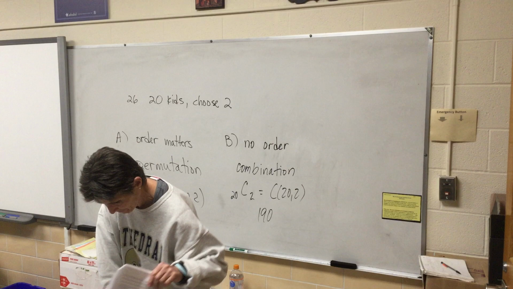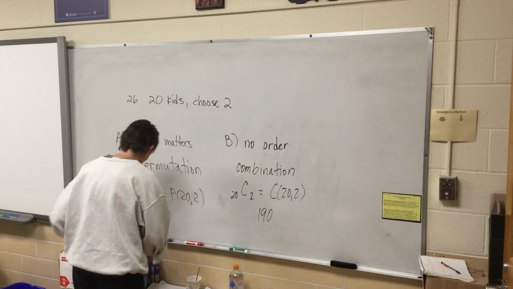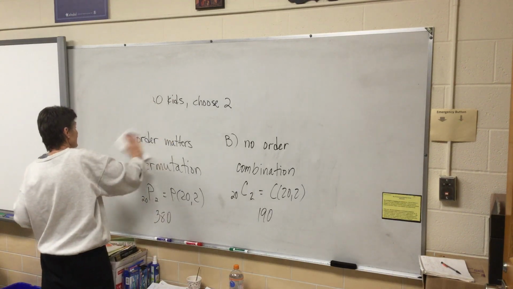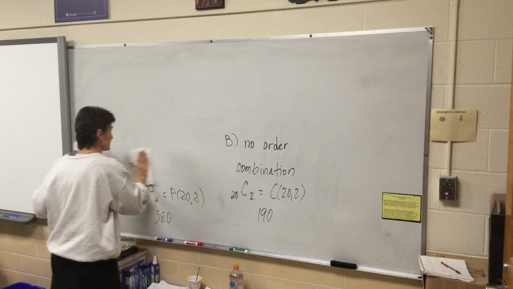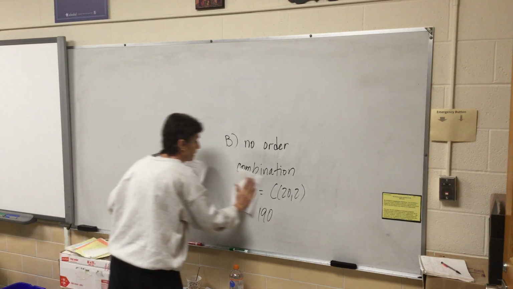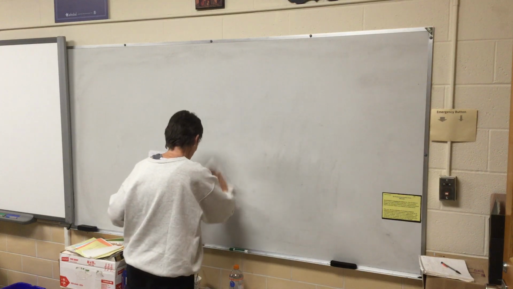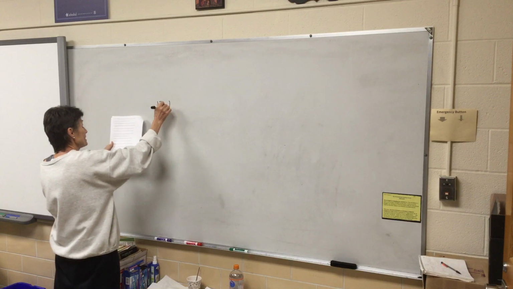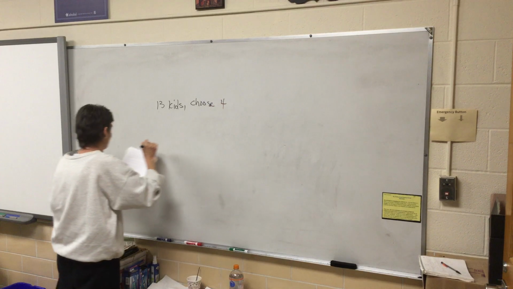Now, will you read question number 27 and tell me what you think about these two questions? Are they the same or are they different? Question number 27. We've got 13 kids and we're choosing four.